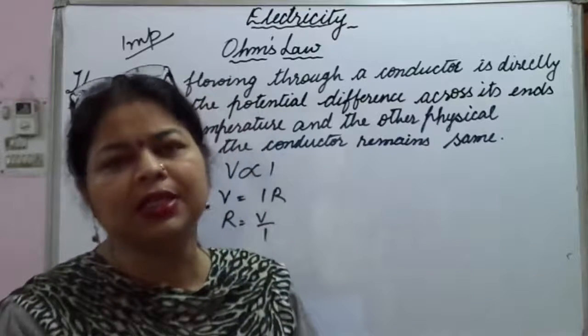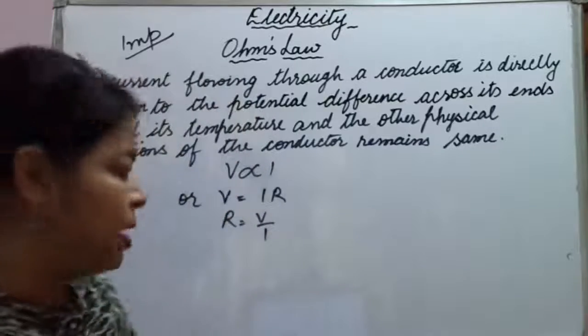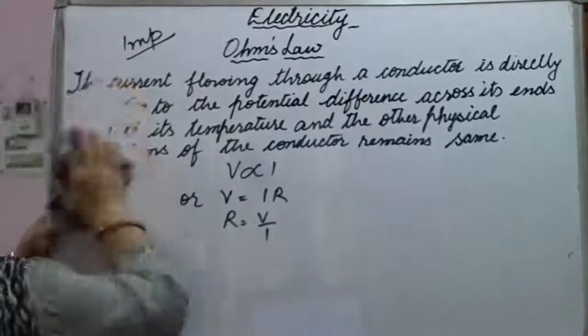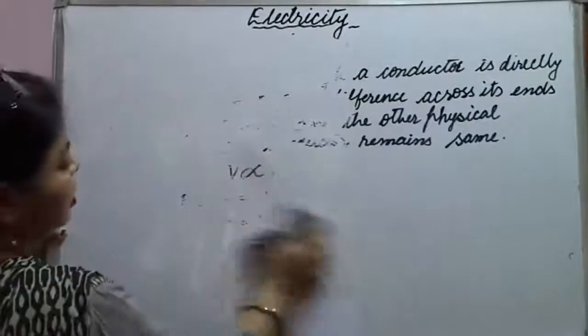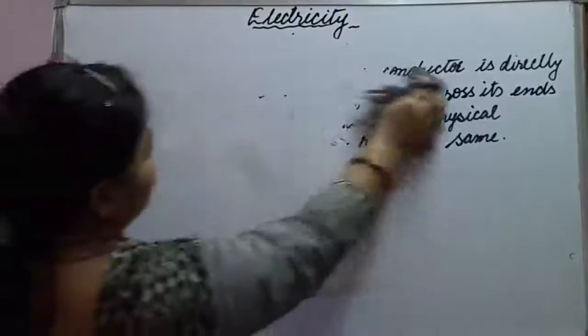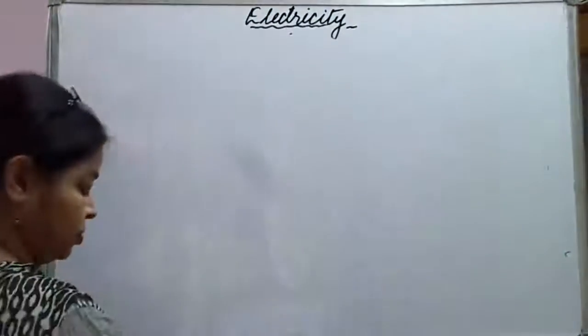So on what factors does resistance depend? Let us discuss it one by one. What are the factors on which the resistance of a conductor depends? There are 4 factors that we are going to discuss now.